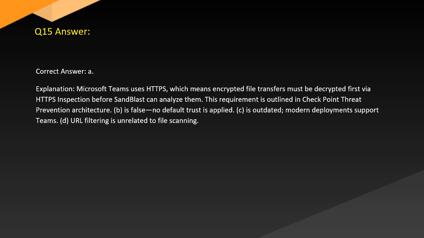Answer. Correct answer: A. Explanation: Microsoft Teams uses HTTPS, which means encrypted file transfers must be decrypted first by HTTPS inspection before SandBlast can analyze them. This requirement is outlined in the Check Point Threat Prevention Architecture. B is false. No default trust is applied. C is outdated. Modern deployments support Teams. D is wrong. URL filtering is unrelated to file scanning.